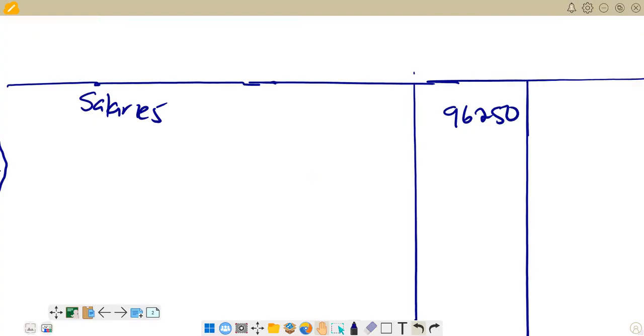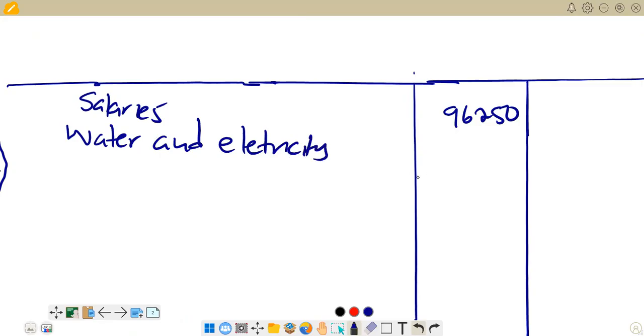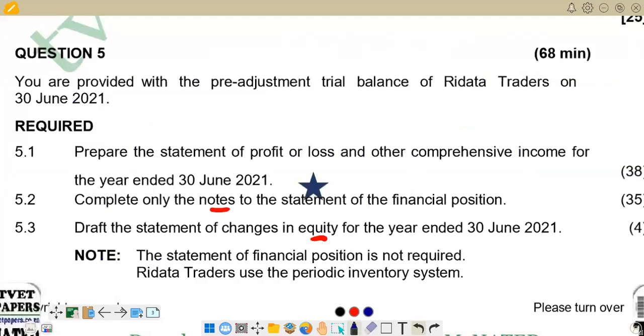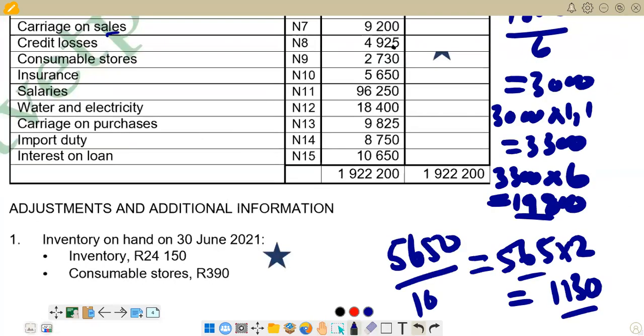So here we have water and electricity, and the figure that we are given for water and electricity is 18,400. Then we check if we have got any other expense that we are given. You'd see that after water and electricity, we have carriage of purchases. We included this in the trading account. Import duty again included in the trading account. Then interest on loan, and we remember interest on loan is a finance cost.